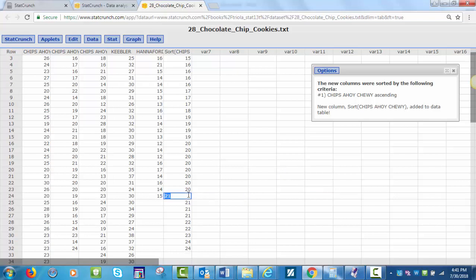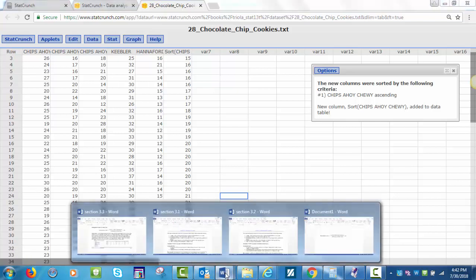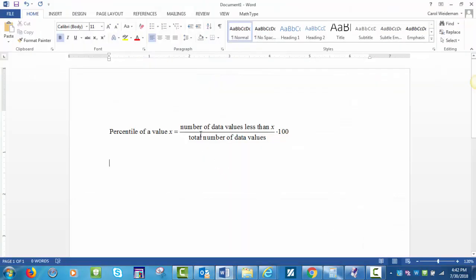Alright, so let's say now, for instance, I want to know the percentile that corresponds to the number 21. First of all, there are 32 data values in the data set, and how many are less than 21? I see there are 23. So 23 over 32, and let's go over to our definition of the percentile: the number of data values less than the one we're interested in, divided by the total number of data values, and multiplied by 100.